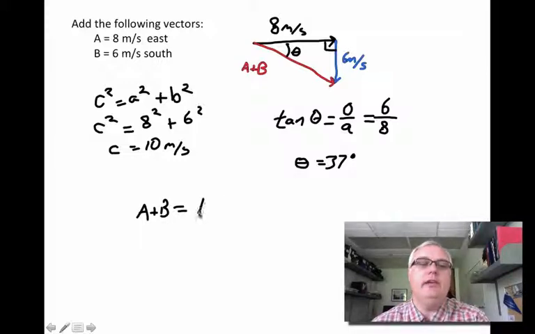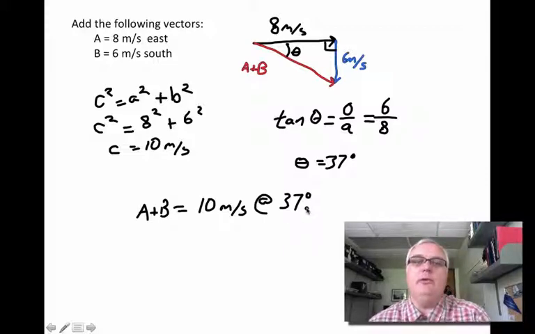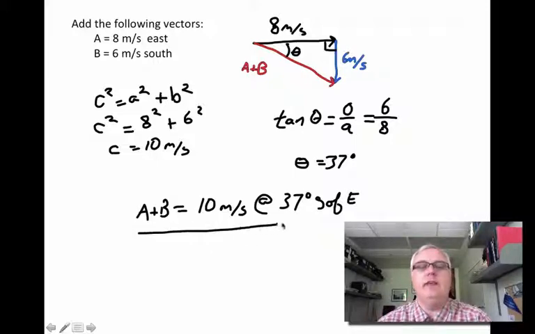So our resultant, A plus B, is a vector 10 meters per second at an angle of 37 degrees. And as always with angles, it's not enough just to give the angle. 37 degrees in which direction? So this angle is the angle starting from this line, which is east, and going this direction towards south. So this is south of east.